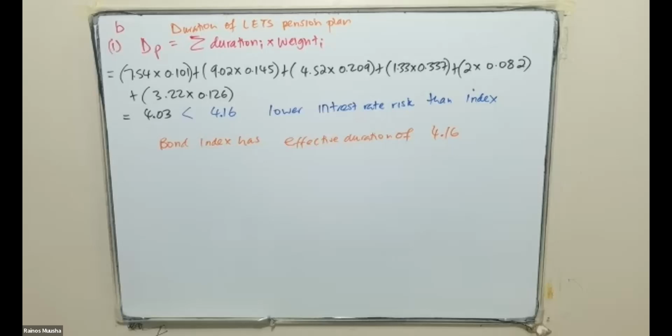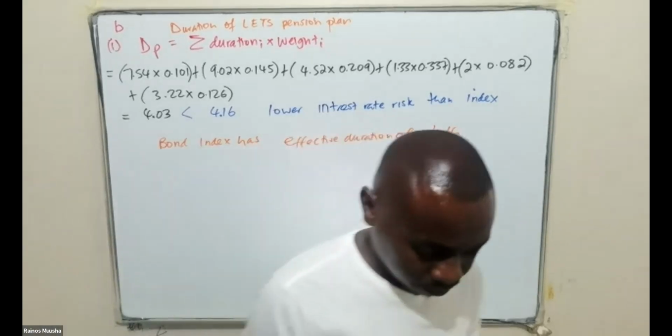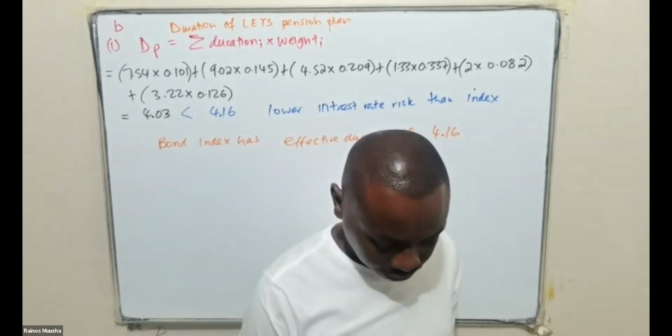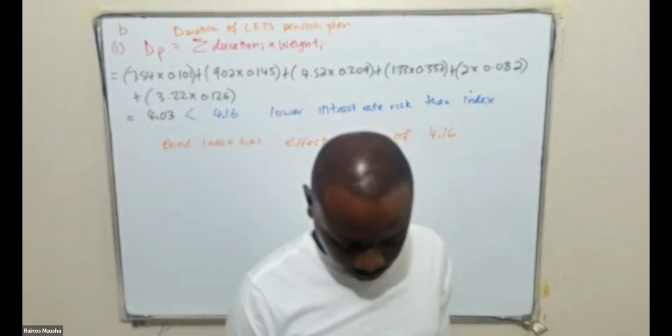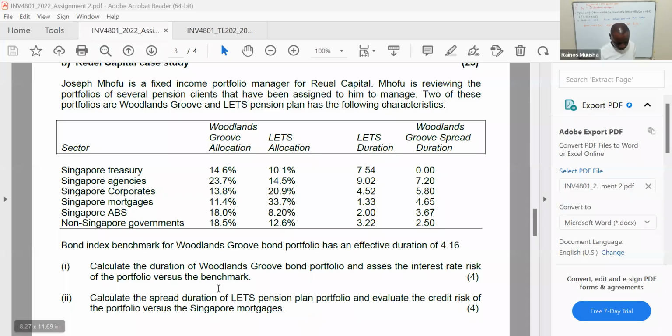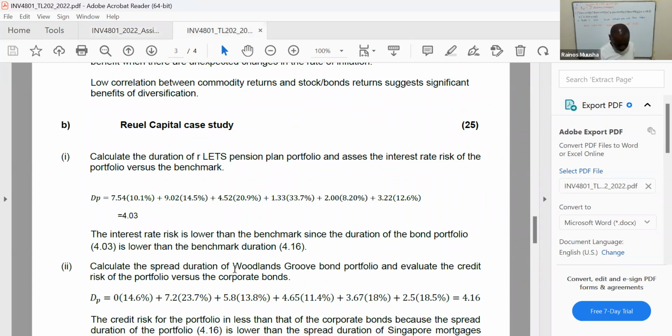Next, for part 2 of the question, they also ask us to calculate the spread duration. And remember, if you check the calculation there, they are talking about the Woodlands Grove bond portfolio. So they are asking us for the spread duration of the Woodlands Grove bond portfolio.